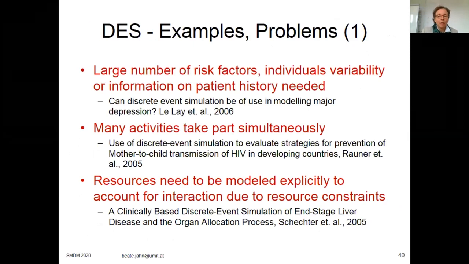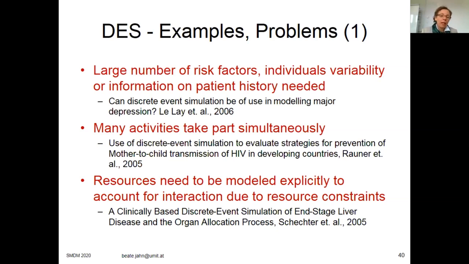Some specific examples where the application of discrete event simulation is very well suited. First of all, if you have a large number of factors, individuals, and variability, so that information on patient history is needed. So if there are a lot of characteristics of a patient or the patient history that determine the pathway of the patient, or what kind of outcomes we would see for different interventions. As we see in the publication of Lillet, where they model major depression. And for interventions in major depression, it is really important to know how often the individuals experienced an episode in the past and how long it was. And also how well they take their medication.